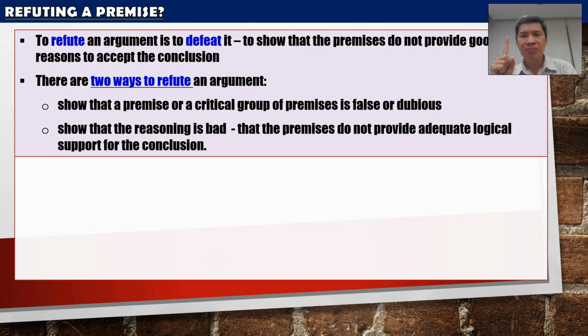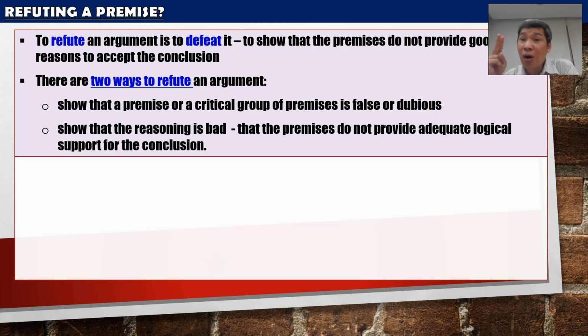Number 1, you try to show that a premise, or maybe a group of critical premises, is false. When the argument is built on a false premise, it means it's not the facts, it's false facts. We cannot bring that to the conclusion.